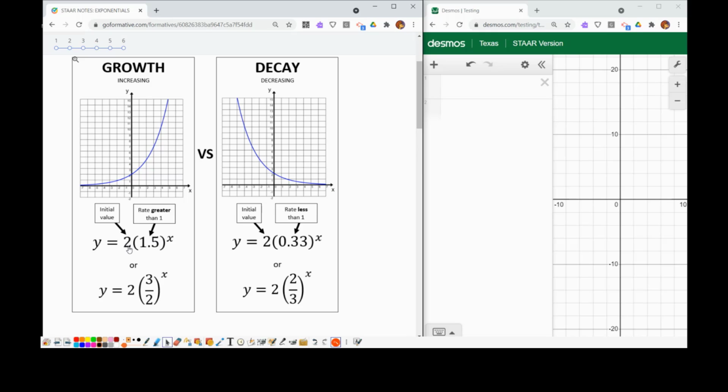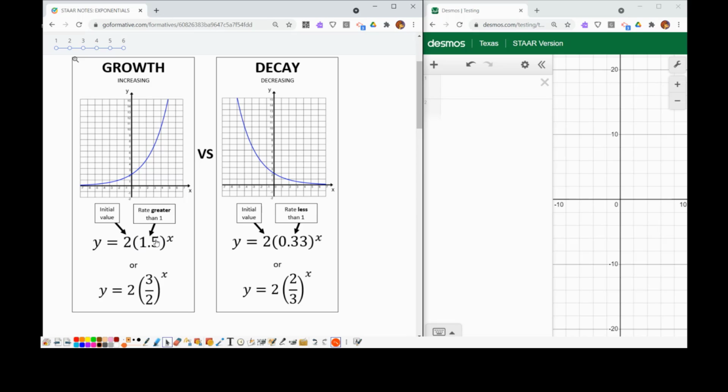All right, let's talk about this number outside the parentheses. This is what we call the initial value. It's also the y-intercept. If you notice right there, the initial value in this case is a 2, and it matches the equation. Same thing here. Here's the initial value, and here's the initial value 2 on the graph. So please remember, the number outside is the y-intercept, or initial value.